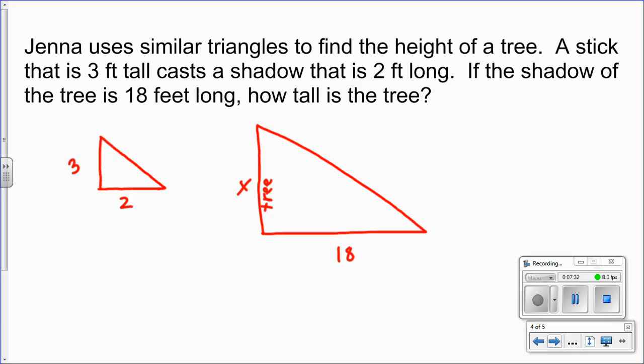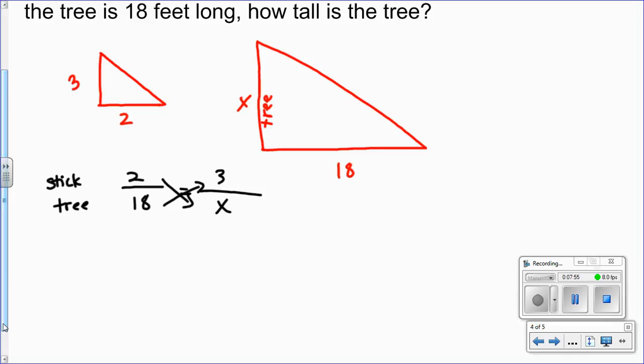All right, so my corresponding sides that are given would be 2 and 18. So if I do 2 over 18, that's the stick over the tree. So then I have to do 3 over x, stick over the tree again. Cross multiply, 2 times x is 2x, 18 times 3 is 54, divide by 2, x equals 27, so the tree is 27 feet.